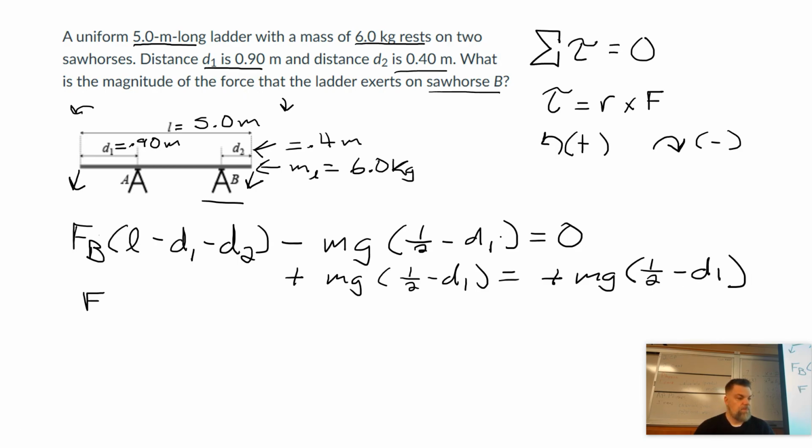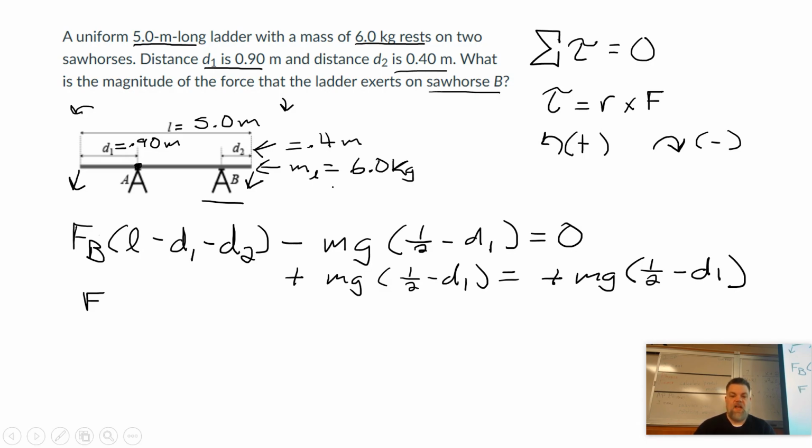Okay? And I kind of skipped over a couple of things. What this is coming from is that we're choosing A to be the center point, okay? And so if I choose sawhorse A to be the center point of rotation in order to eliminate the unknown force of force A from the torque equation, then the sum of all the torques at point A is due to the gravity and FB, because that's what we're trying to figure out. And that's why the signs get reversed and all that stuff. And that's why we have the 1/2.